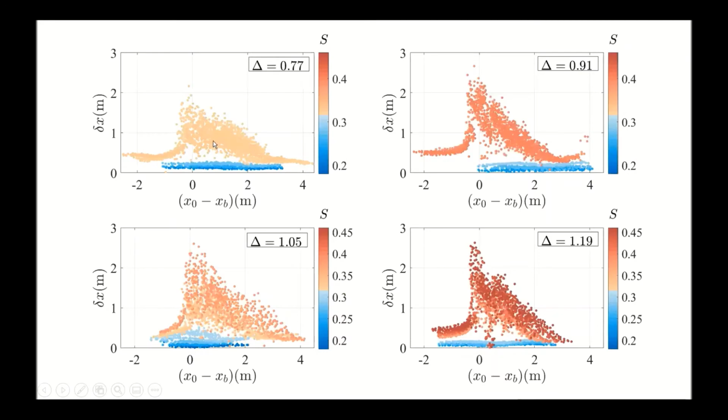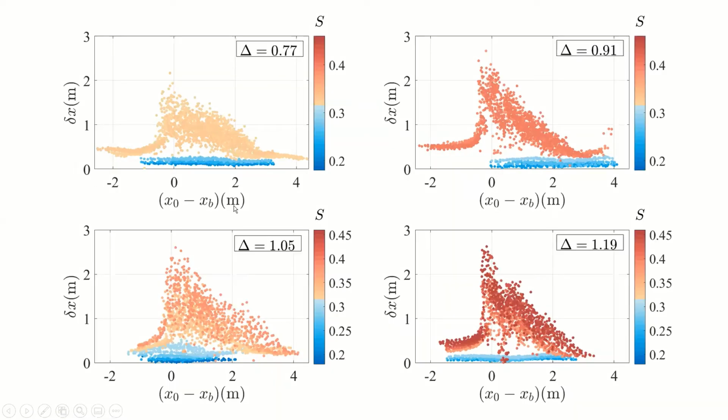Now, the result of all those measurements is this plot. This plot contains all of those measurements. We have 4 plots here, each one corresponding to a different bandwidth, and these points are color-coded by the slope S. So the non-breaking points are in blue, and the breaking points are in the other colors. Also, the x-axes are the initial location of the particle subtracted by the breaking location of the wave packet, and the y-axes are the transport of a single particle.